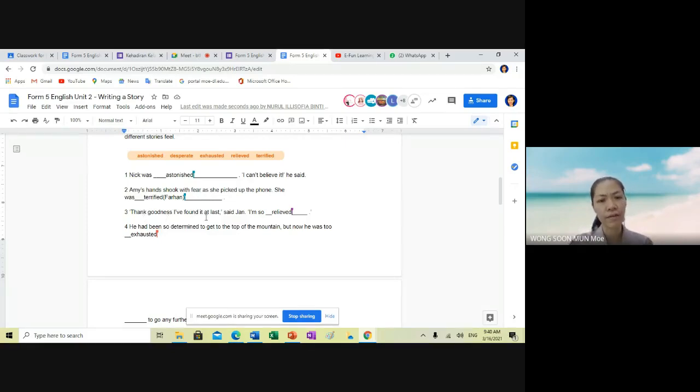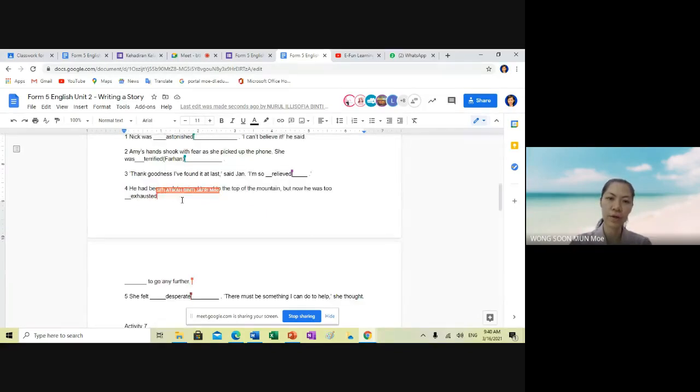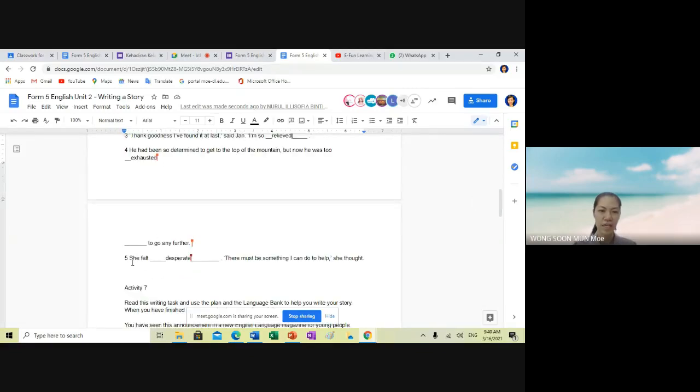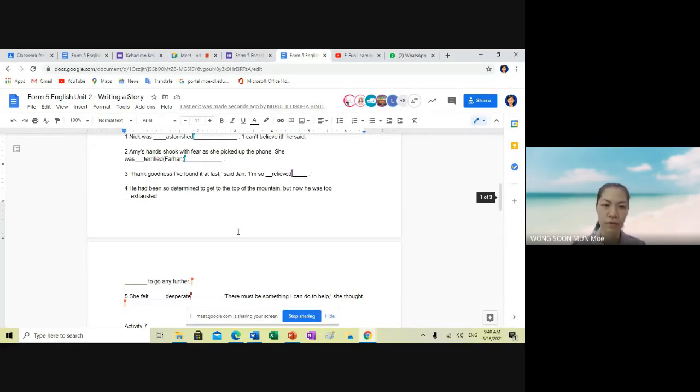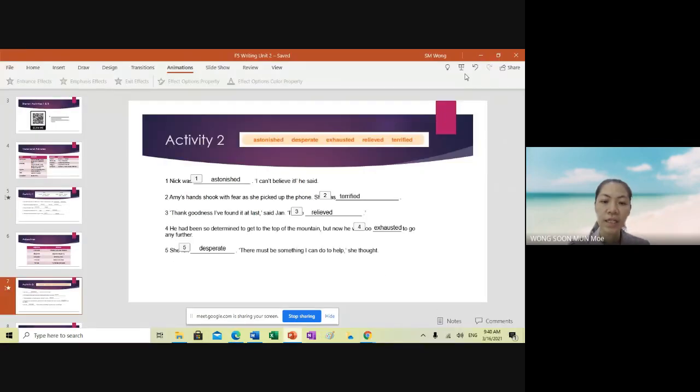Thank goodness I found it at last, said Jane. I'm so relieved. Number 4: He had been so determined to get to the top of the mountain, but now he was too exhausted, too tired to go any further. Number 5: She felt desperate. There must be something I can do to help, she thought. Everyone agree with this answer? Okay, let's check.